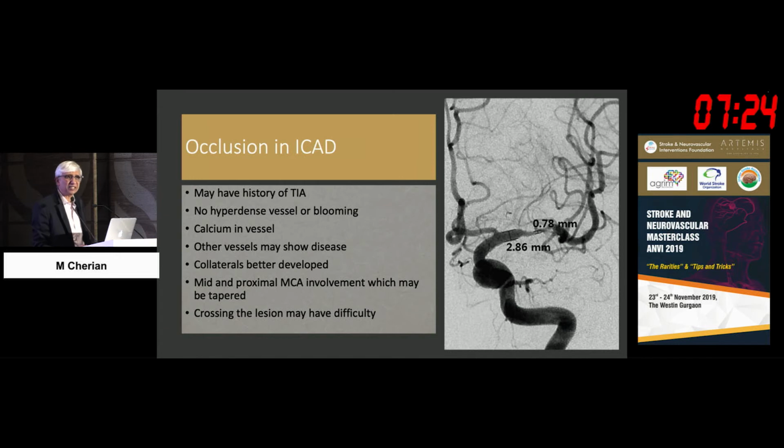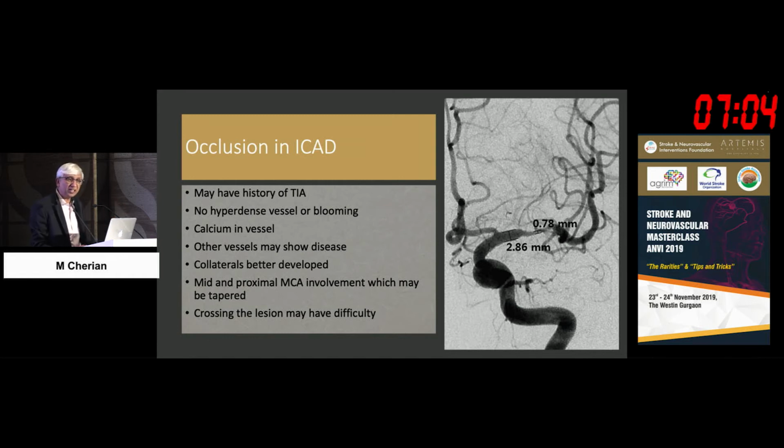Now what happens in an ICAD? Can we really pick it up? You may have a history of TIA. There will be no hyperdense vessel or blooming. You may see calcium sometimes in the vessels. Invariably, if you look in the angio, there will be other vessels showing some changes. It's never restricted to one vessel.